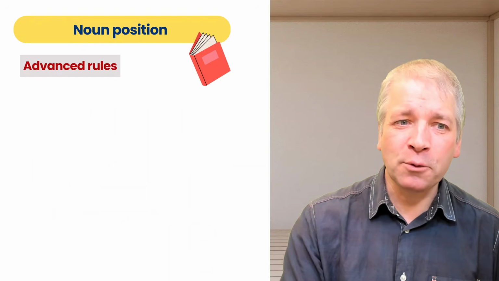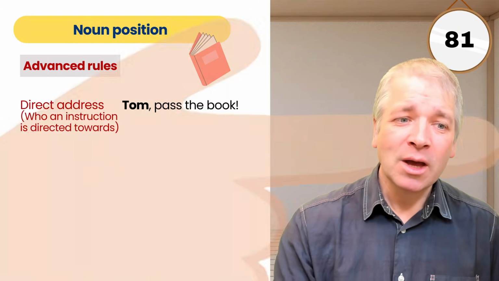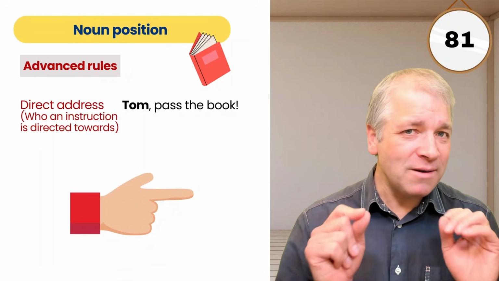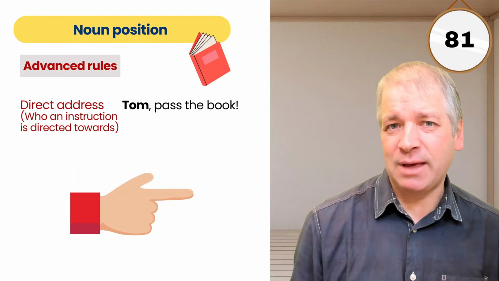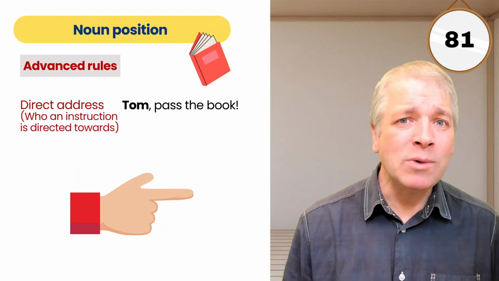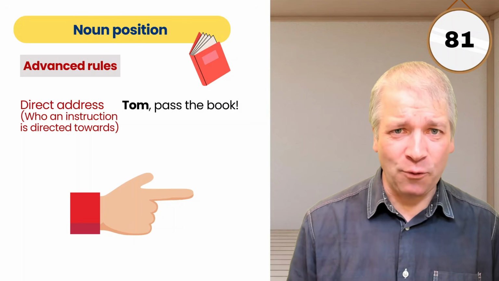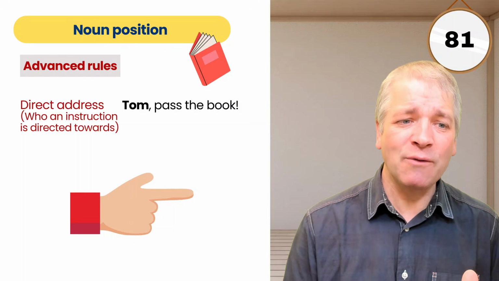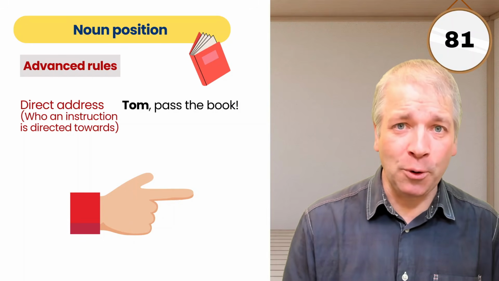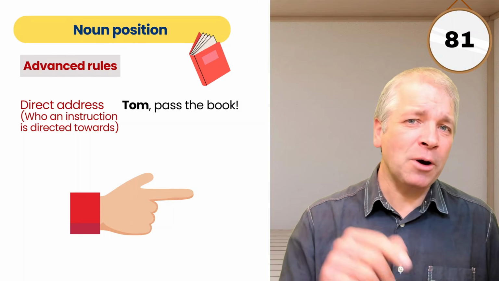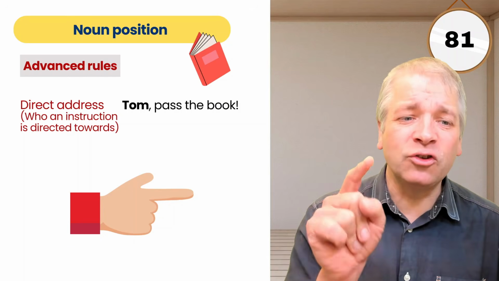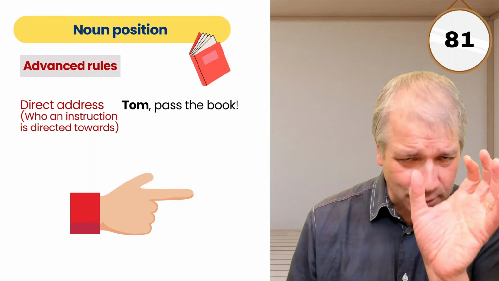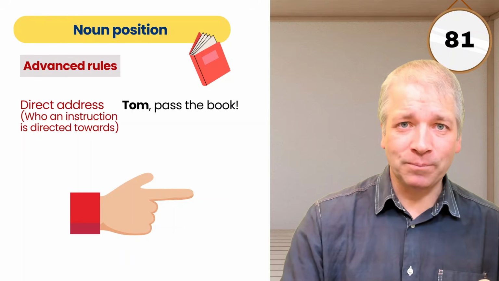There are some advanced rules of noun position too. Sometimes we put the noun at the beginning of a sentence followed by a comma when we mean direct address. For instance, Tom, pass the book. Here we have an instruction, pass the book. Tom is the person the instruction is directed towards. So he goes at the start of the sentence before a comma.